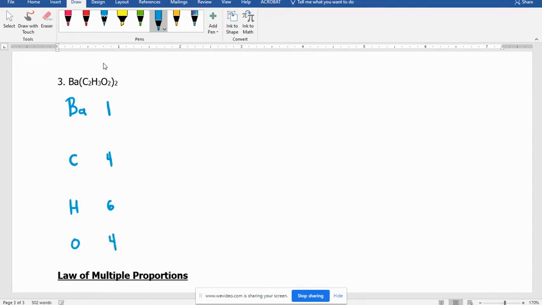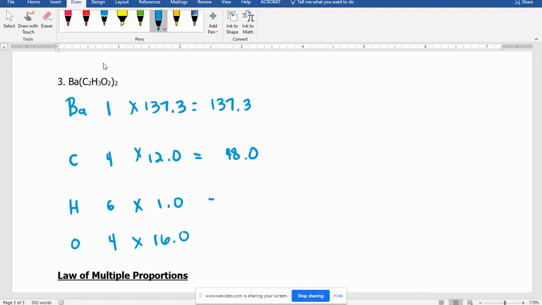Then we go back to our periodic table and we find out our masses for our barium, which is 137.3. Carbon is 12.0. Hydrogen is 1.0. And oxygen is 16.0. So for our barium, that's 137.3. For our carbon, it ends up being 48.0. For our hydrogen, it's 6.0. And for our oxygen, it's going to be 64.0.